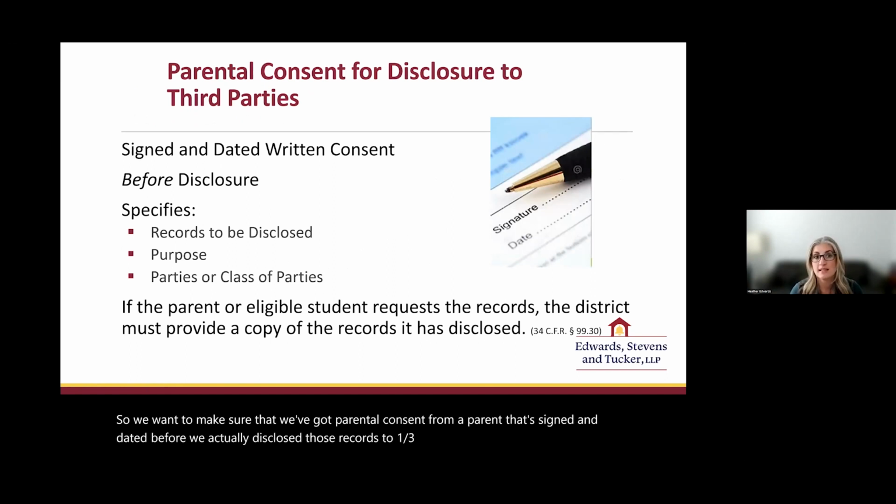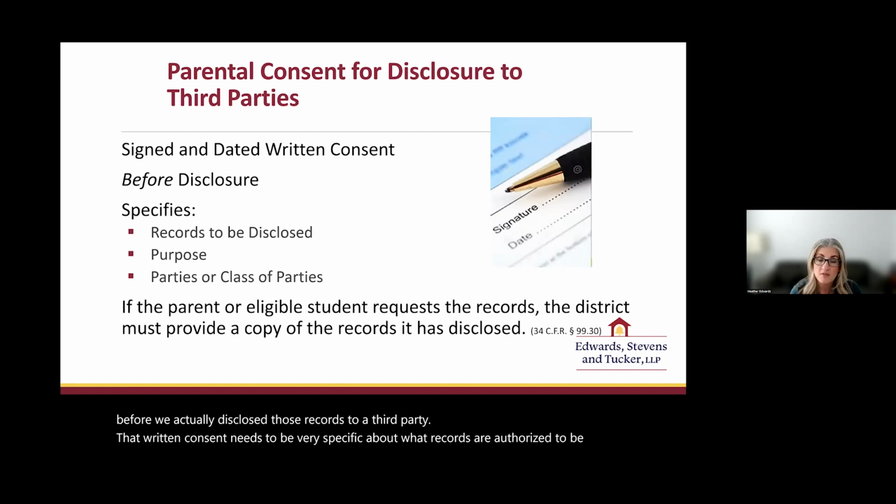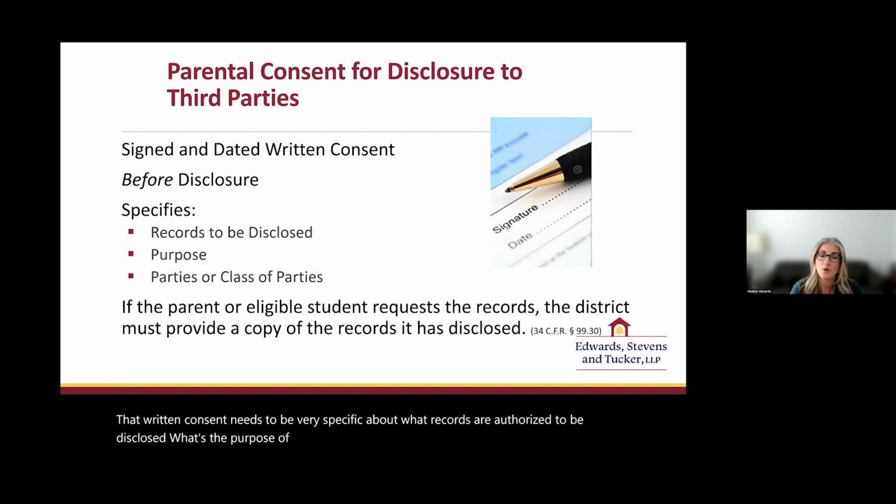That written consent needs to be very specific about what records are authorized to be disclosed, what's the purpose of disclosing the records, and who is entitled to receive those records. If the parent or the 18-year-old student requests the records, then you just would provide a copy of those records that you have disclosed.